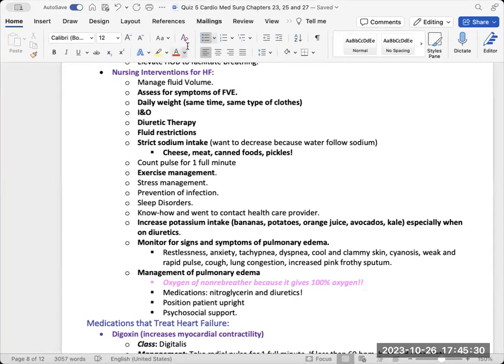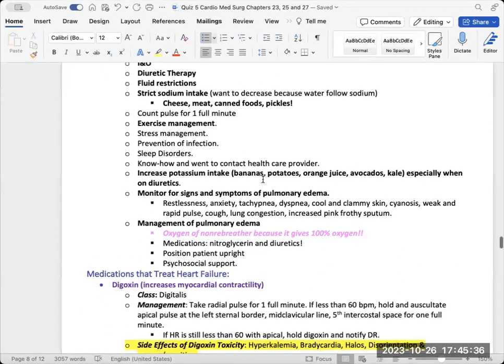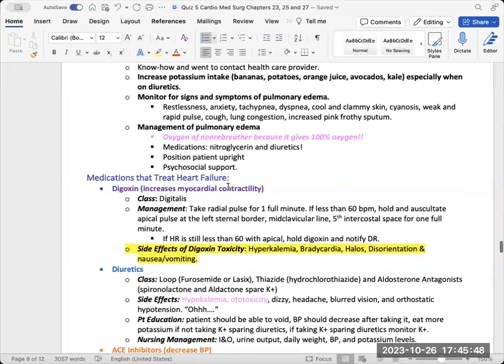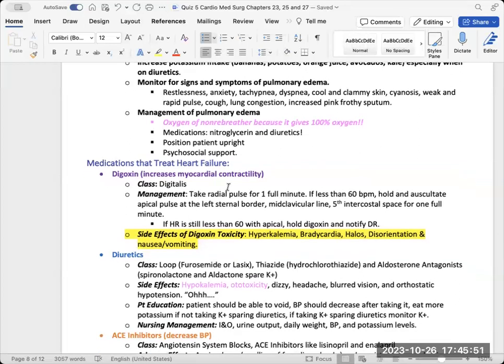Stress management, daily weights, I&Os, fluid restrictions, sodium restrictions, especially because of the fact that it can further increase the work of the heart. Watching out for electrolytes, watching out for signs of pulmonary edema, right? Because pulmonary edema causes that pink frothy sputum that we see in left-sided heart failure. So we really want to watch out for signs and symptoms of that, restlessness and cool, clammy skin and things like that. And always, if anything has to do with pulmonary, we really want to give oxygen. If you have a priority question, pick oxygen. When in doubt, especially with these cardiovascular diseases, they're causing ischemia, oxygen is going to help promote perfusion.